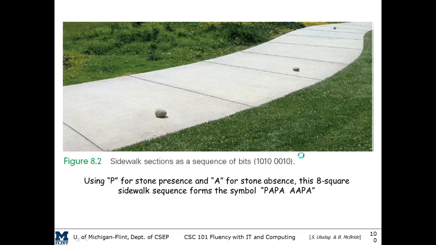The author wants us to understand the concept behind this and uses the analogy of a sidewalk where each square of the concrete is a bit. We're told that where a stone is placed on a square, it corresponds to a bit value of 1, and the absence of a stone in the square corresponds to a 0. So in this example, we have the presence of a stone, absence of a stone, presence, absence, absence, absence, presence, and absence. What this represents then is the binary sequence 1 0 1 0 0 0 1 0.